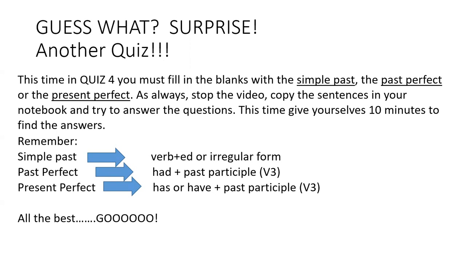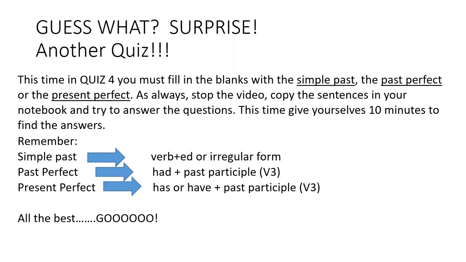As usual, stop the video, copy the sentences in your notebook, and try to answer the questions. This time, I'm going to give you 10 minutes to find the answers. Of course, I think you need less time than that, but 10 minutes is the maximum. A reminder, the simple past is made up of verb ed or irregular form. The past perfect is made up of had plus the verb 3. And the present perfect is made up of has or have, has for he, she, it, have for I, we, they, you, plus past participle.